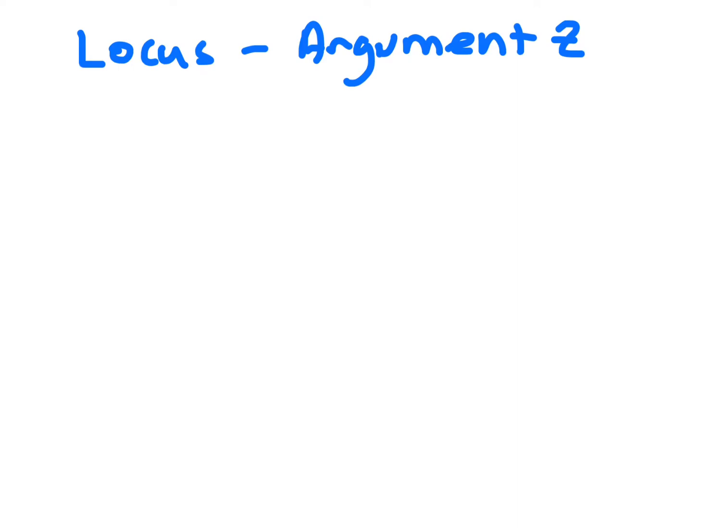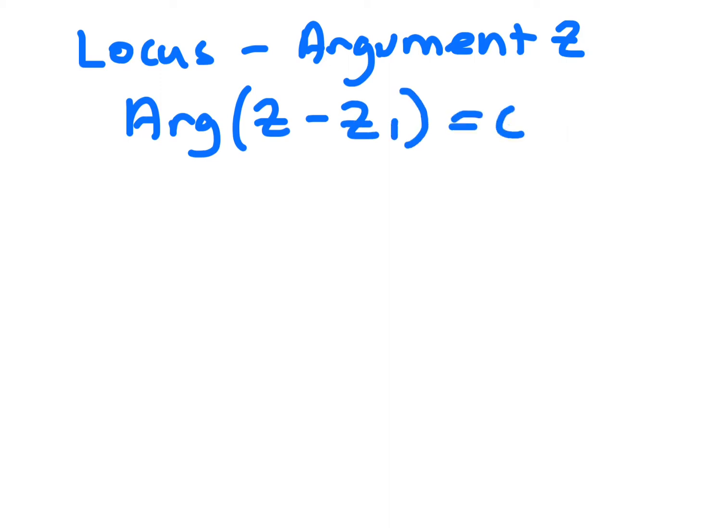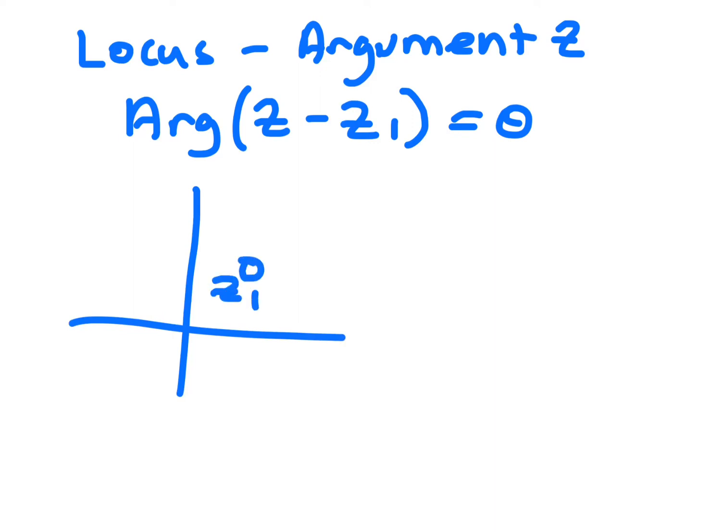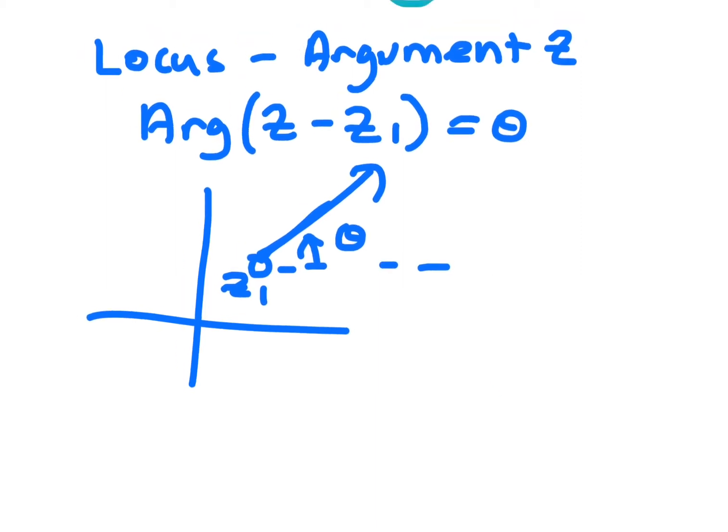Now, with locus involving arguments, the basic one would be the argument of z minus z1 equals theta. That just means that if this was z1, and we usually leave an open circle, I'll show you why in a minute, then the angle that we're looking at and the line on that angle is this one here. And that angle would be theta.